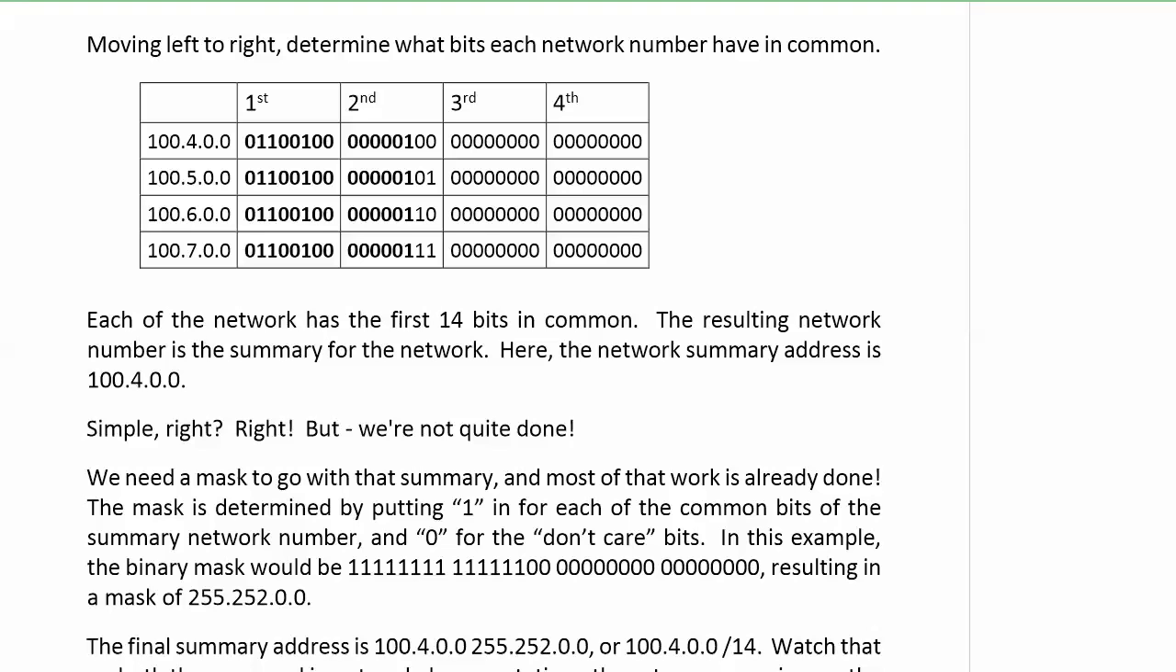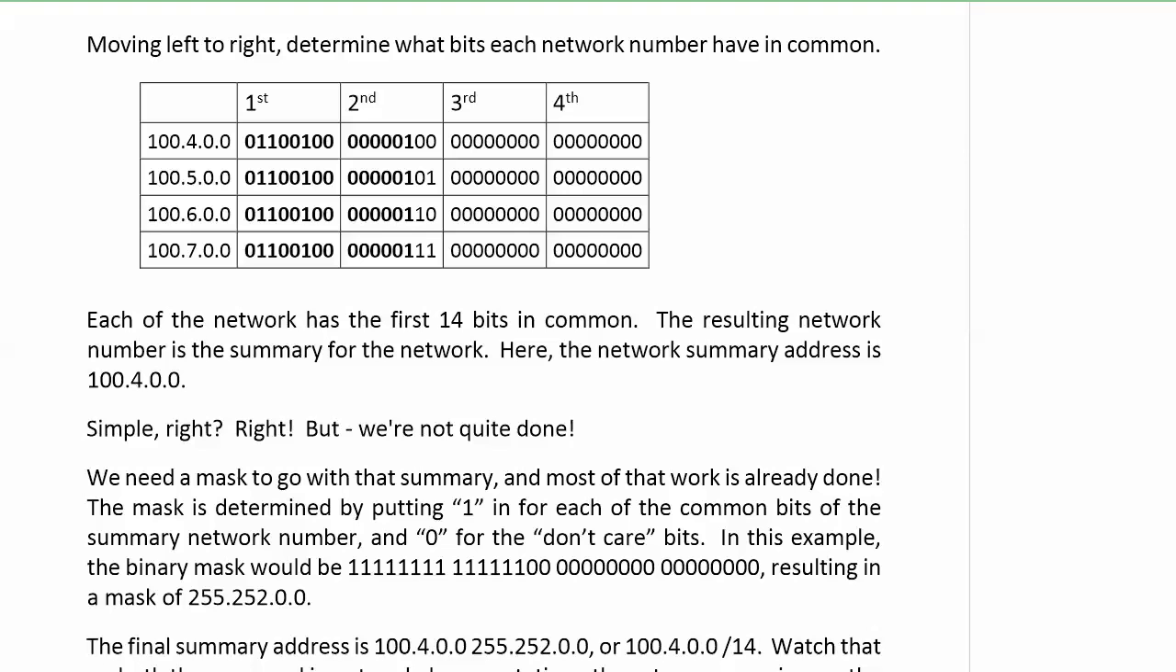That's really the most common error when people get started with route summarization. You're going all the way left to right until they no longer have a bit in common. It doesn't matter if it's a 1 or a 0. So we can see that each one of these networks has the first 14 bits in common, because the 15th bit is 0 in these 2 networks and it's 1 in these 2 networks. So all you do is add up what you've got in bold. Basically, the resulting network number is the summary for the network.